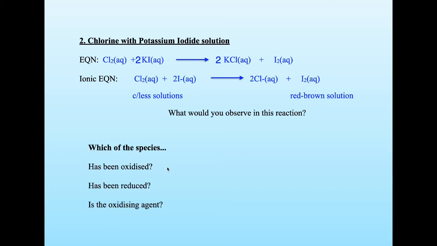What's oxidized? Iodide ions are oxidized to iodine because they're losing electrons. Chlorine is reduced to chloride because it's gaining electrons. And the oxidizing agent is chlorine gas. Or chlorine water in this case. Chlorine's doing the oxidizing.